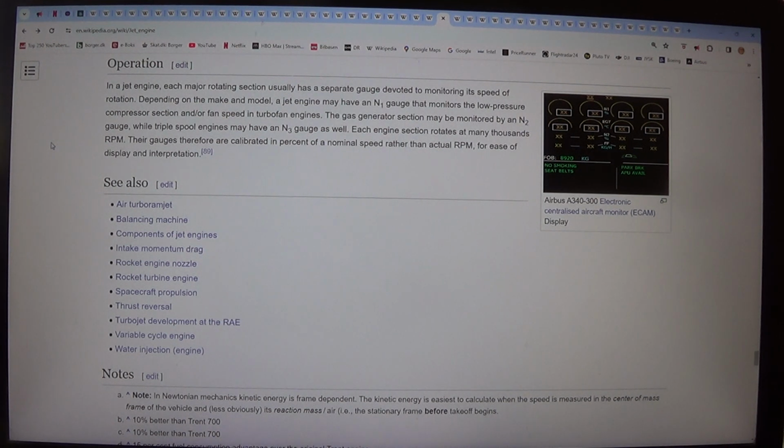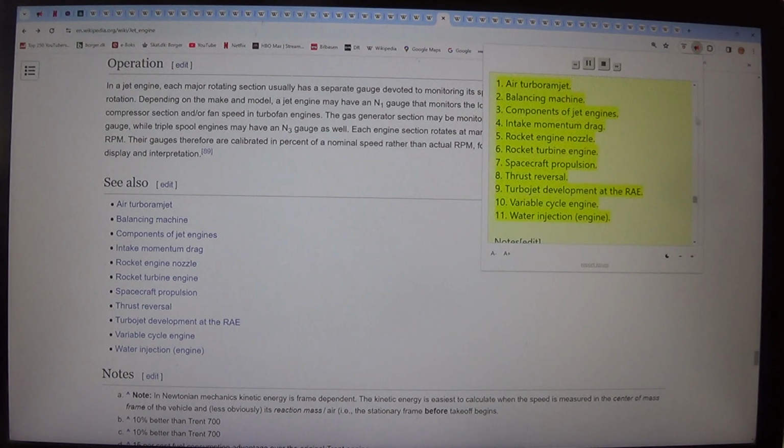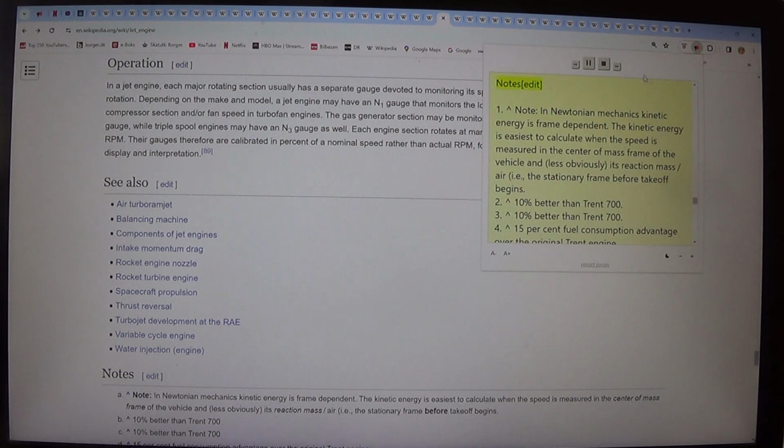See also: 1. Air turboramjet. 2. Balancing machine. 3. Components of jet engines. 4. Intake momentum drag. 5. Rocket engine nozzle. 6. Rocket turbine engine. 7. Spacecraft propulsion. 8. Thrust reversal. 9. Turbojet development at RAE. 10. Variable cycle engine. 11. Water injection engine. Notes.